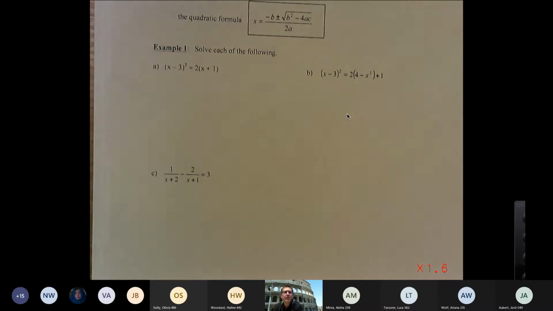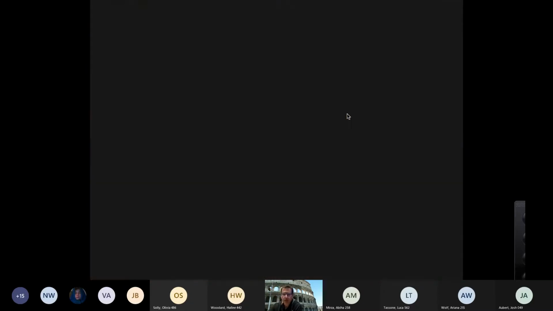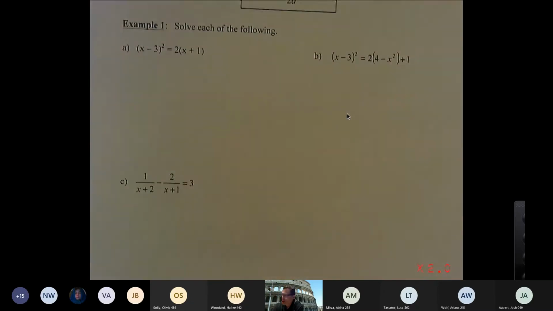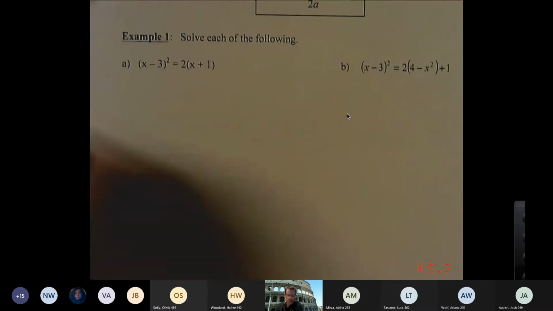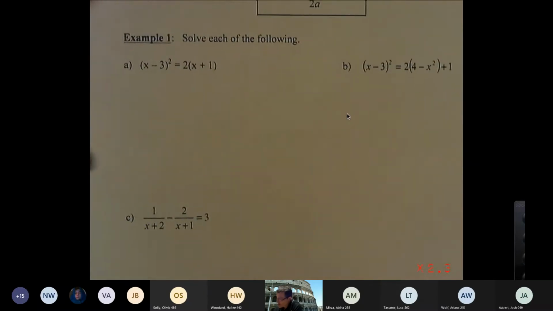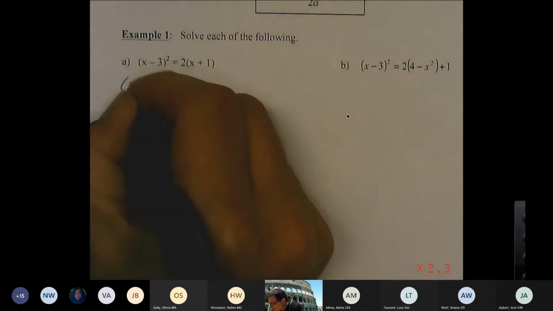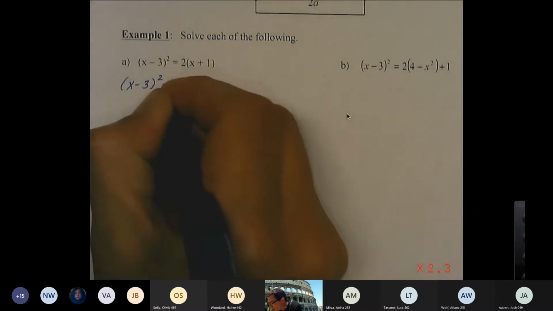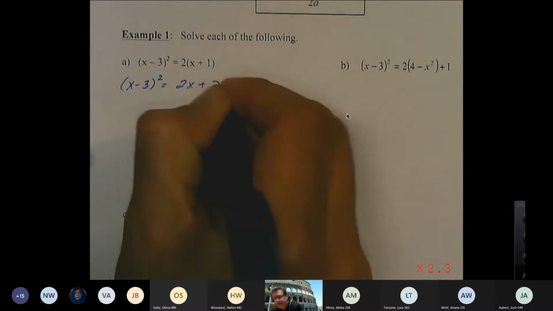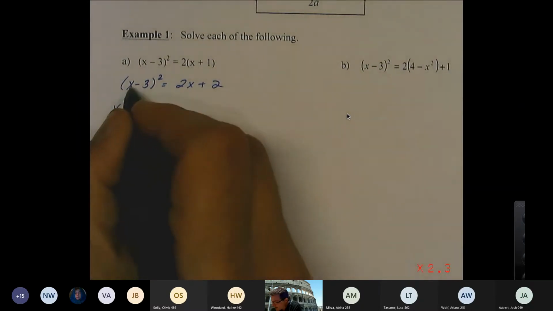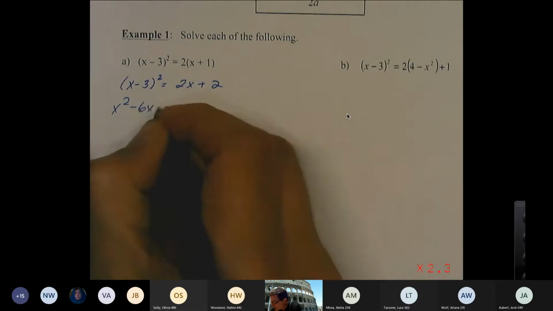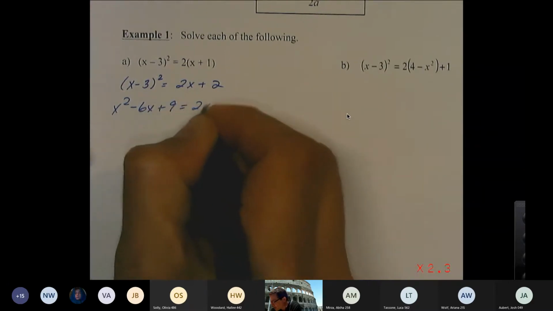Solve each of the following. I'm going to zoom in a little bit. And so we've got some algebra to do. That's a pretty neat question. They're not just giving you a trinomial, so we need to do some algebra. I'm going to go (x minus 3) squared equals 2x plus 2. Then I'm going to do x squared. Now, this times this is going to be negative 6x, and then plus 9 equals 2x plus 2.